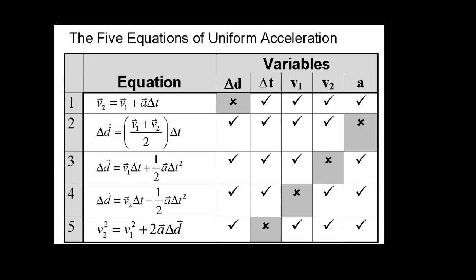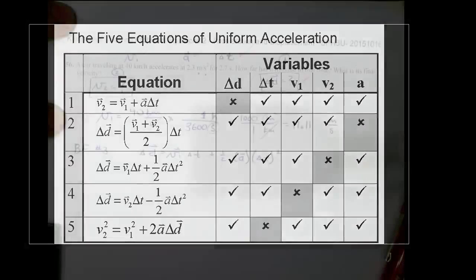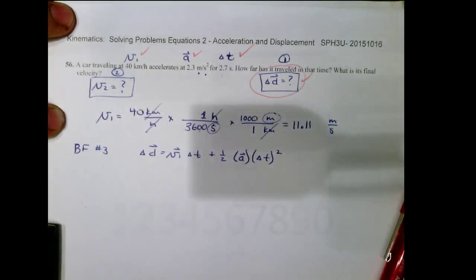So from the big 5, it's equation number 3. So I'll write that out. Delta d is equal to the initial velocity times the time duration plus 1/2 the acceleration times the time duration squared. So now I'll go back to hopefully screen 1. Let's see if this works. Yay, it worked.